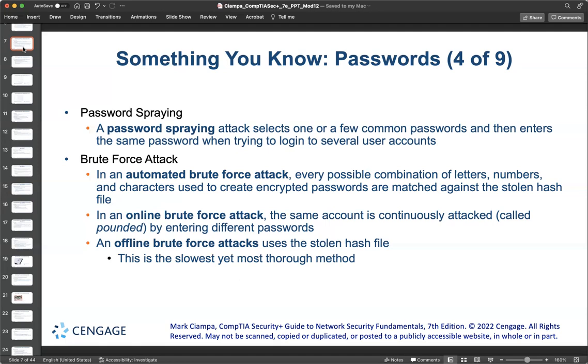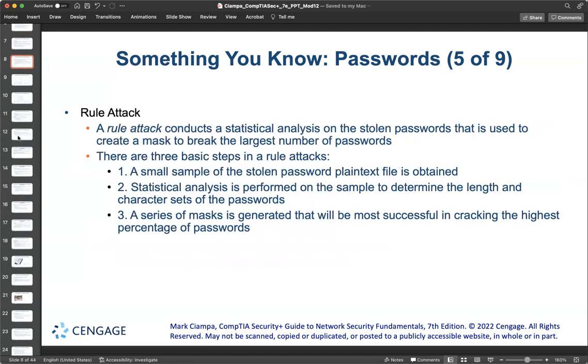The offline brute force attack actually uses a stolen hash file and is slower, because you have a stolen file and you're going through every single possibility offline. But it's a very thorough method because you have time to try every single possibility before you're being blocked by the system. If you have noticed, most of the services you log into, if you log in multiple times in an unsuccessful fashion, the system is going to block you out. But when you have the hash stolen and you have it offline and you're working on it, this is not going to be a problem for you, right?